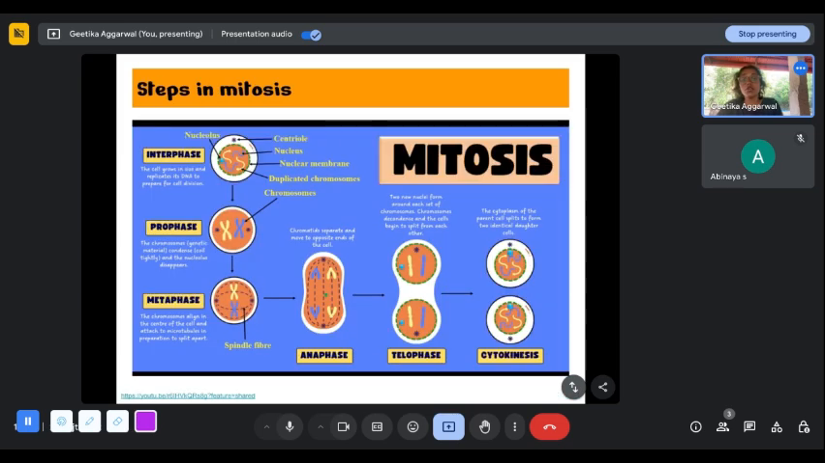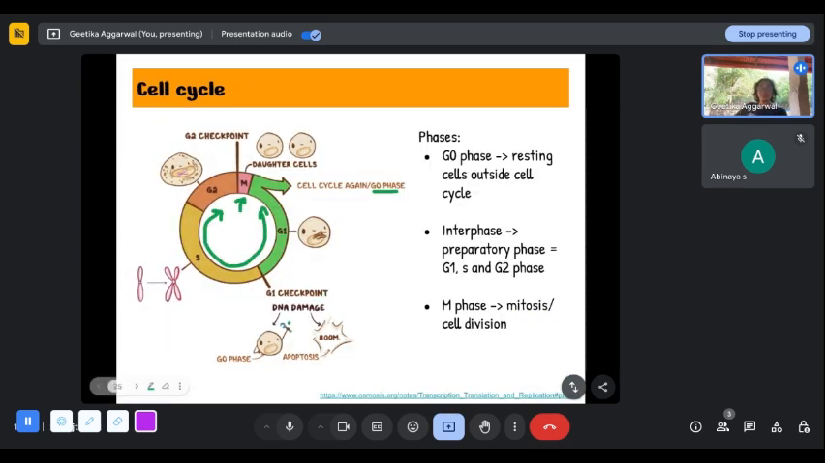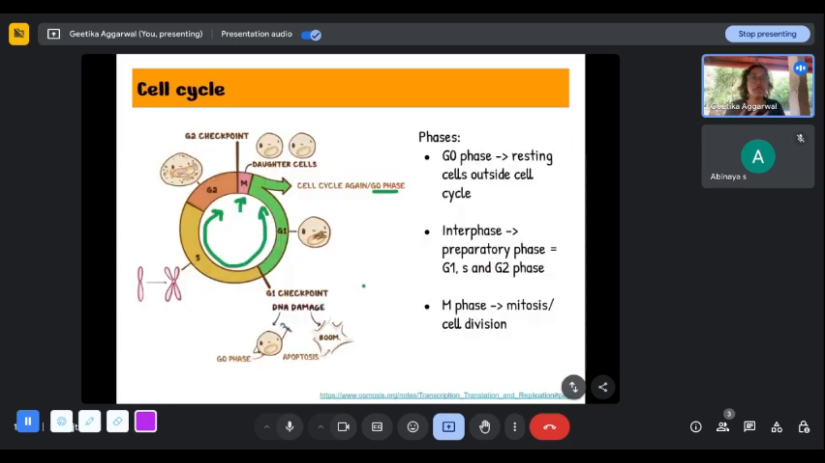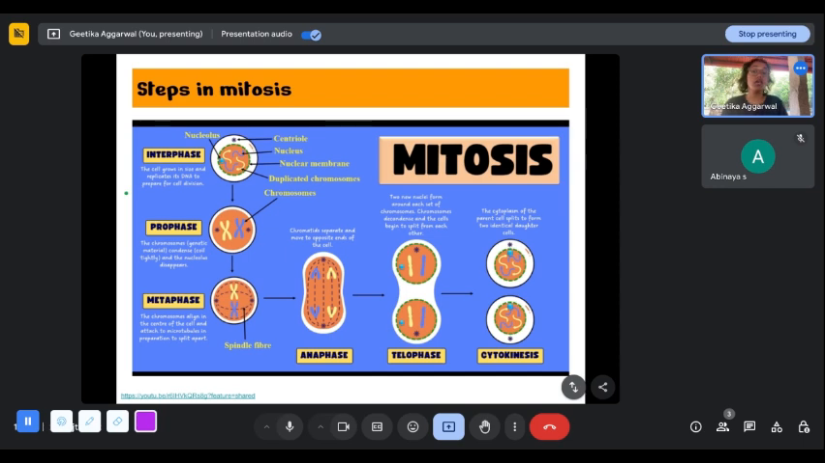So moving on. As I said, in G1, the cell actually grows, and it checks if there is any sort of damage in the DNA or something like that. And then after it has crossed the first checkpoint, in the S phase, the DNA starts duplicating. And in the G2 phase, all the other organelles also start duplicating, so that the cell can now divide. Because you need a copy of every organelle and the DNA for the cell to actually divide and form two daughter cells, which are exactly identical to each other.